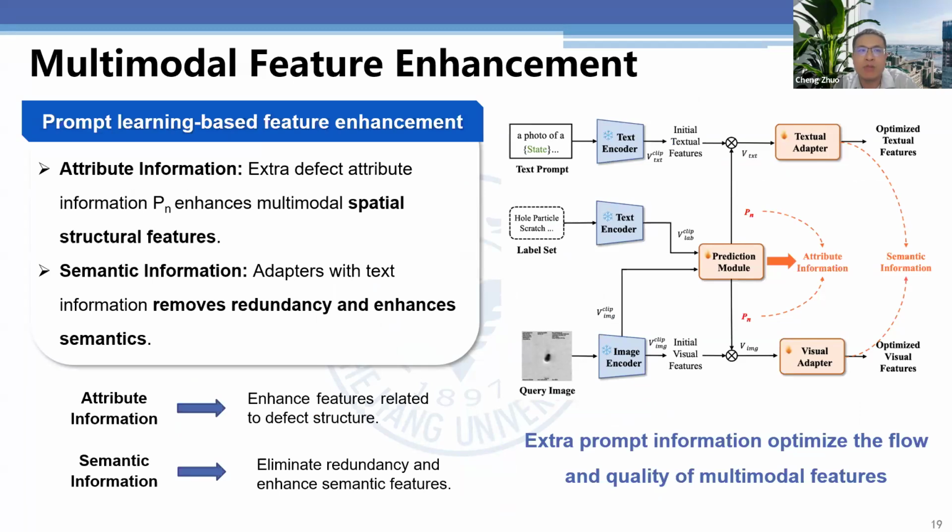Another thing is the multimodal feature enhancement. We need to distinguish the complex image features and enhance the key features, which can be very challenging. Here we develop a prompt learning-based feature optimization technique to extract the image and text features and achieve semantic consistency. We use a prediction module to extract the defect attribute information, which is called PN, and this can be further used to enhance the multimodal feature. Then we use pre-trained expert adapters for images and texts, utilizing the semantic prompts to strengthen the relevant features and reduce the redundancy. This approach efficiently controls the feature flow and quality, enhancing the overall efficiency.